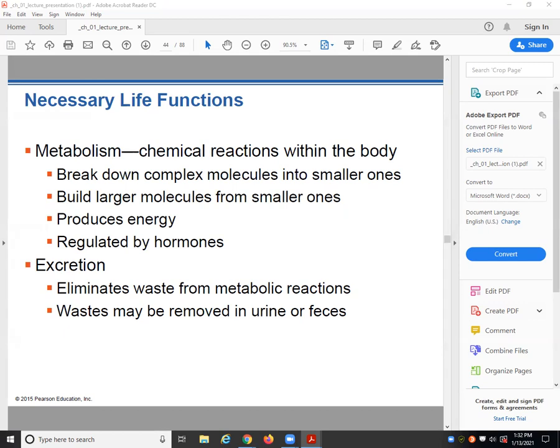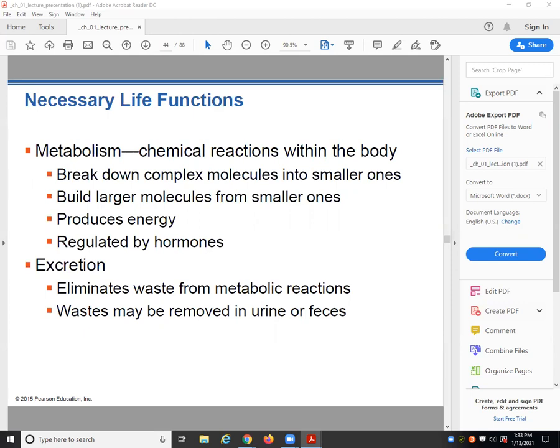Okay, metabolism and excretion. Metabolism is just chemical reactions that happen in your body. So here you're breaking down complex molecules, turning them into simpler ones, taking small molecules, making them smaller, making energy. And this whole process has some hormonal regulation. And again, the big terms are the ones that I really want you to know. So that's why I want you to focus on writing. Don't write all the details.